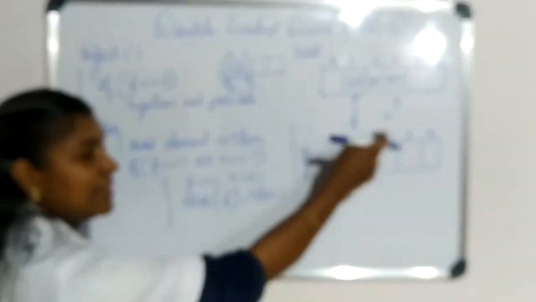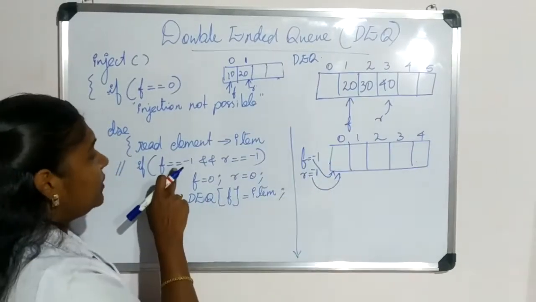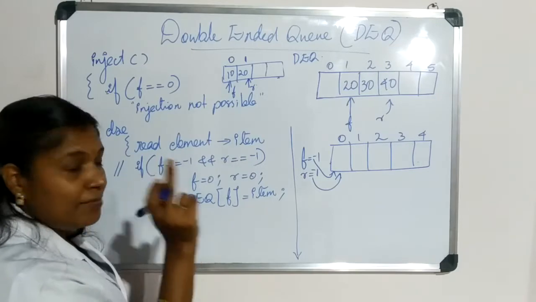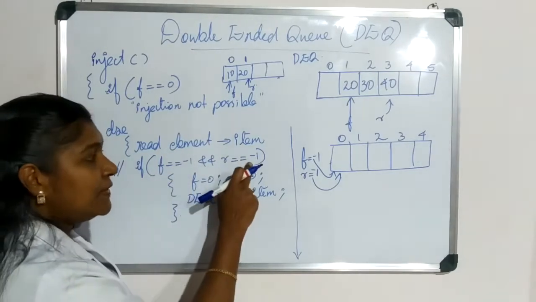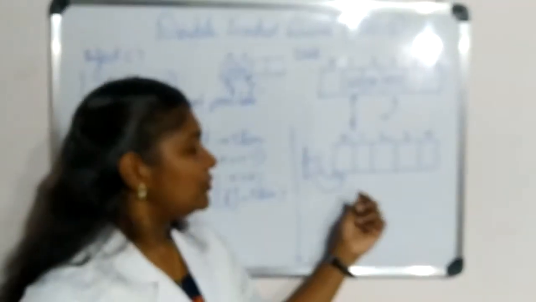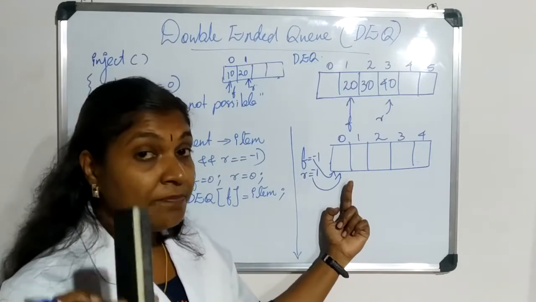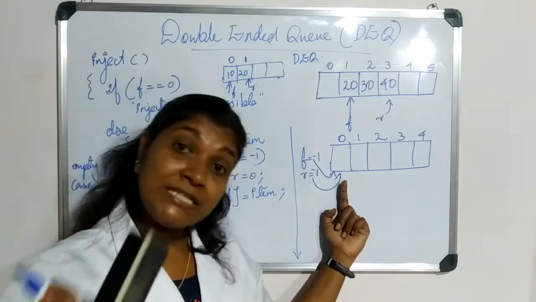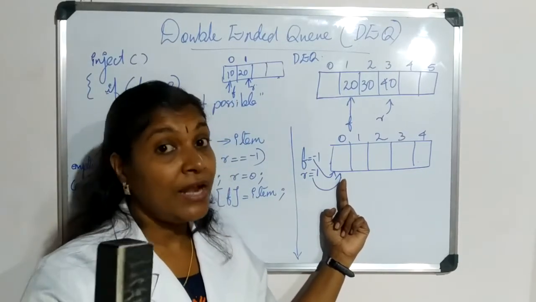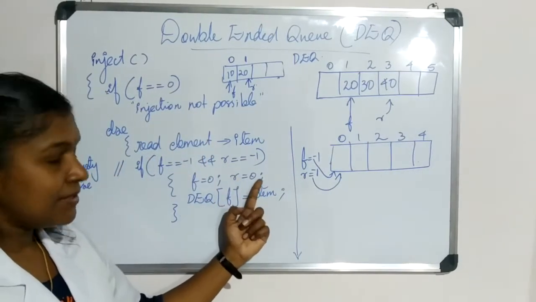So first I am checking whether we are performing the injection into an empty queue. I am providing the condition for empty queue: F is equal to -1 and R is equal to -1. If it is so, what are we supposed to do? We should assign F is equal to 0 and R is equal to 0. Then perform the inject operation conceptually through which end? Front end.